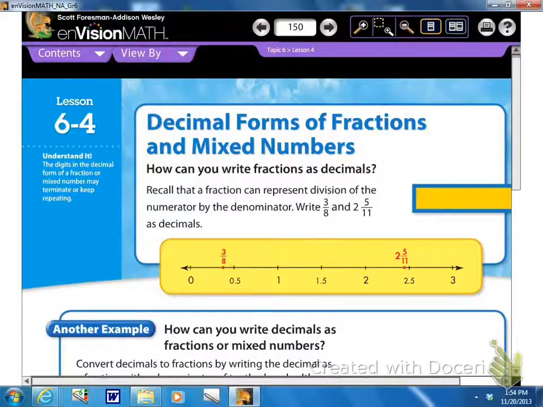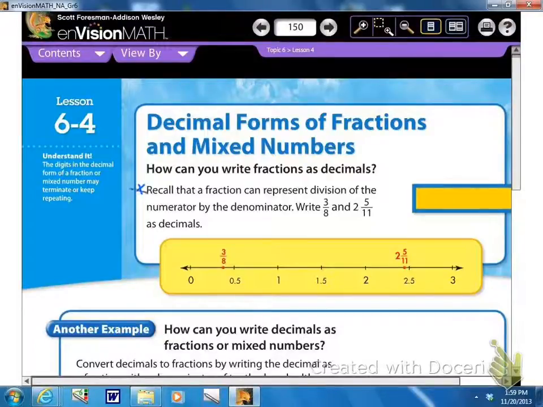Alright, today we're looking at lesson 6-4 on page 150, decimal forms of fractions and mixed numbers. Looking at the picture here, it says, how can you write fractions as decimals? Now we've done this, but now we're going to talk about mixed numbers also.